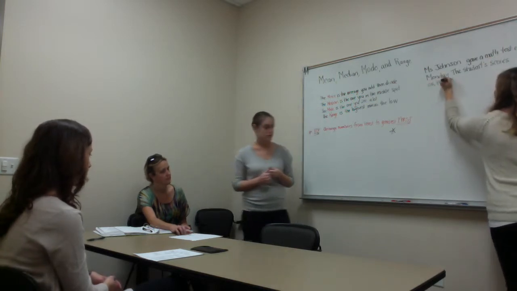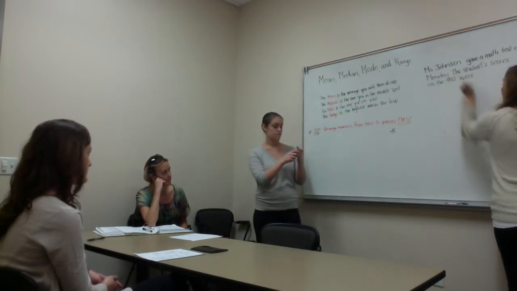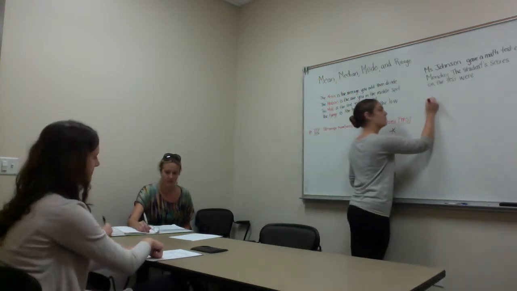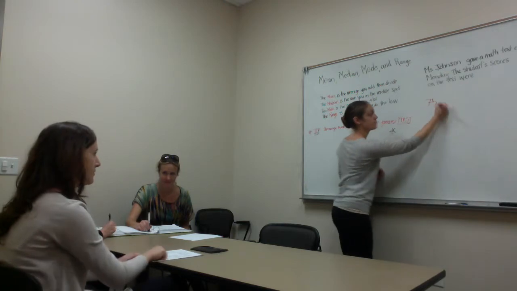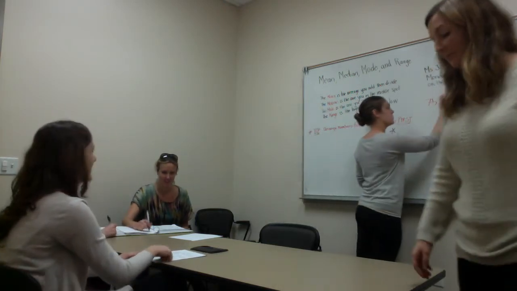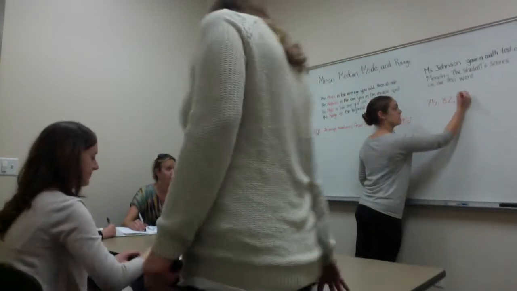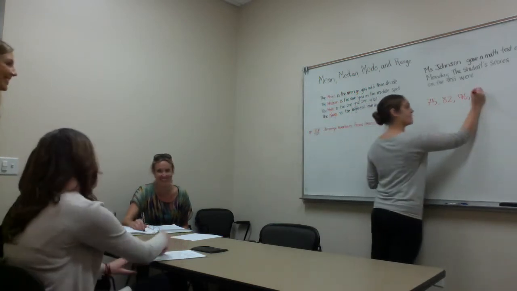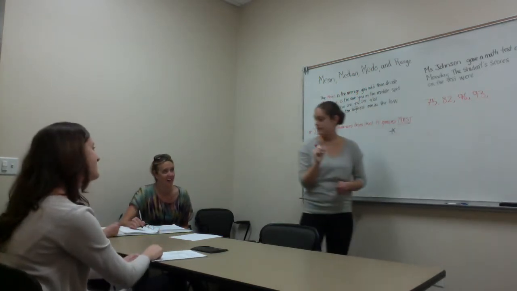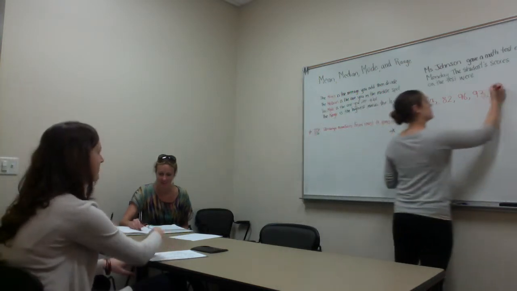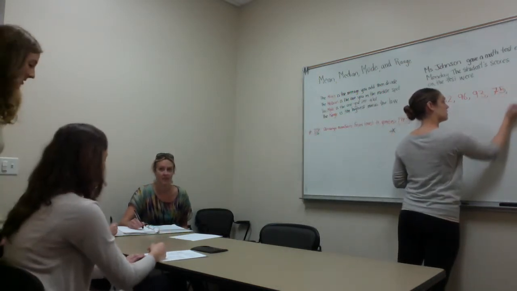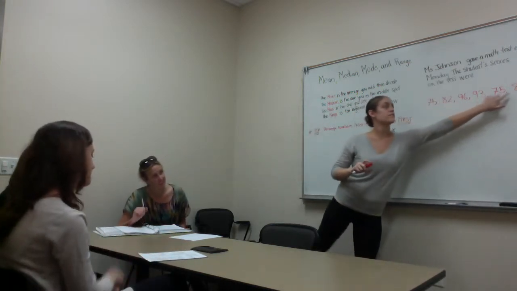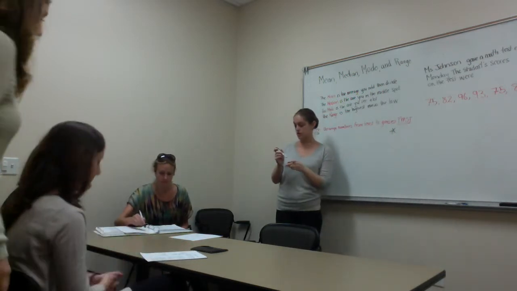So the different scores are... Everyone write this down with me. You just have to write the numbers. 75. 75. That's the first score. 82. 96. 93. Nice. 75. Oh, 75, not 76. And 86. So you guys should have 1, 2, 3, 4, 5, 6 numbers on your paper. You guys all good?